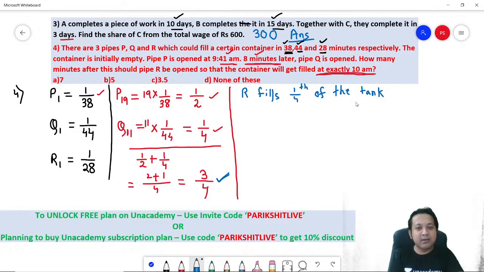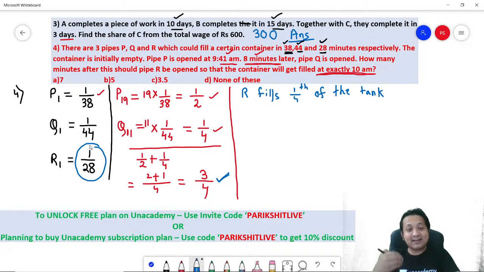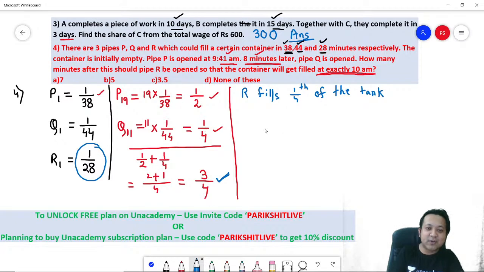Correct? Think about it. R is filling the entire tank in 28 minutes, right? So 1/4 of the tank, in how much time would it fill? 28 divided by 4. Again, I repeat. R is filling the entire tank in 28 minutes. So 1/4 of the tank R would fill in how much time? 28 by 4, basically 7 minutes.